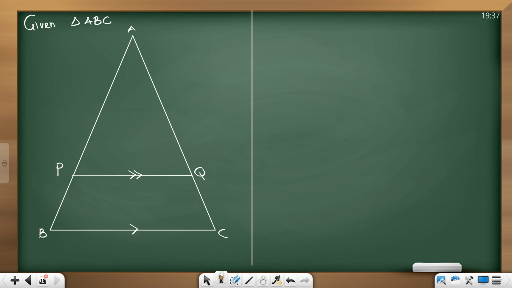Please, I want you to follow the proof. Don't write at the moment. These two lines are parallel. Given triangle ABC, and given that PQ is parallel to what? BC, prove that. Now, there could be variations of this proof, but I'll start with the first one.